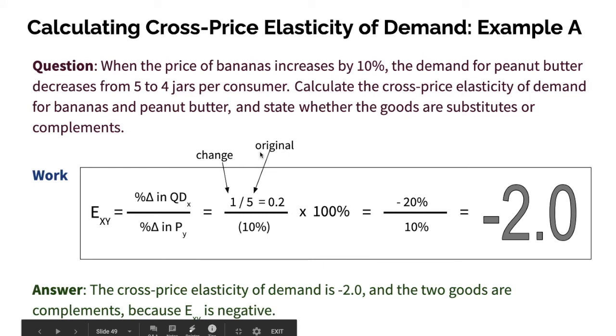And if you think about it, it makes sense that they're complements, right? The price of one thing goes up, and the demand for the other goes down. Not only do we know that the law of demand says that as the price of bananas increases, quantity demanded for bananas will go down, but as people are demanding fewer bananas, they're demanding less peanut butter too. So we know that they're complements.